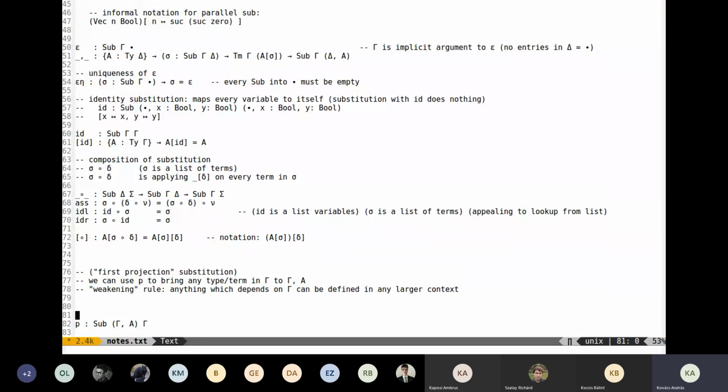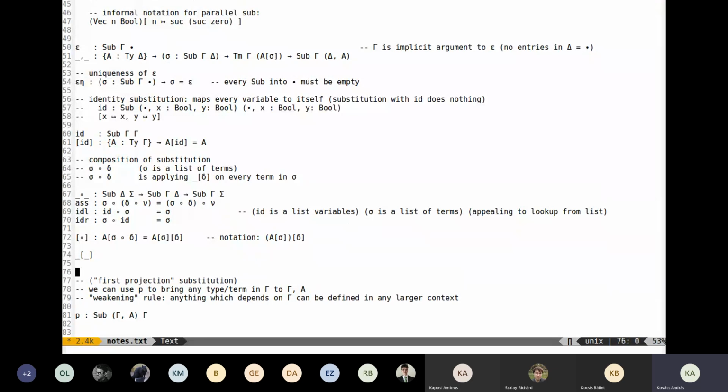Okay, I think let's also just write down first. I'm sorry, I'm doing this in a bit random order, but let's also write down term substitution. So if we want to do term substitution, then we have a substitution from gamma to delta, and then we have a term which is in delta and has type A, and then we get the term which is in gamma and has type A sigma.